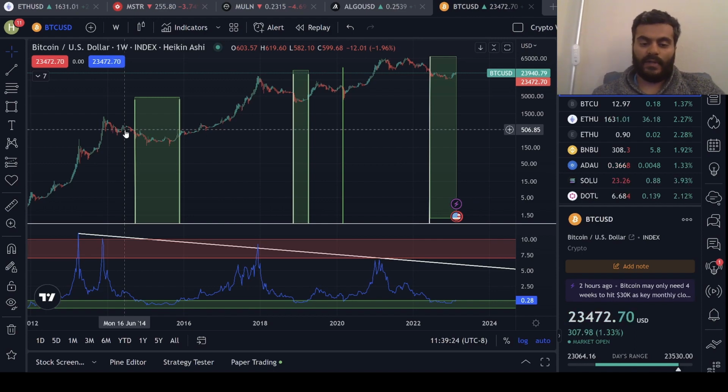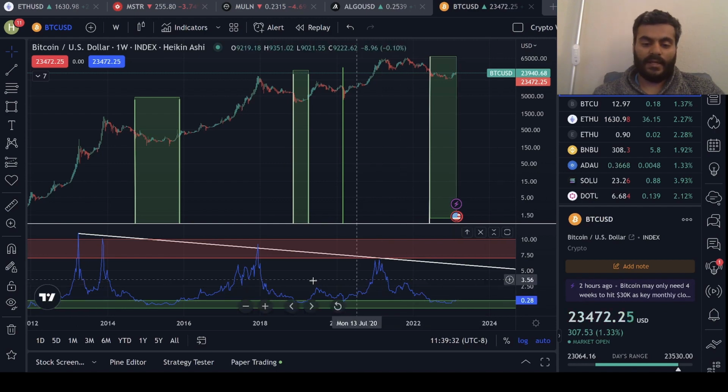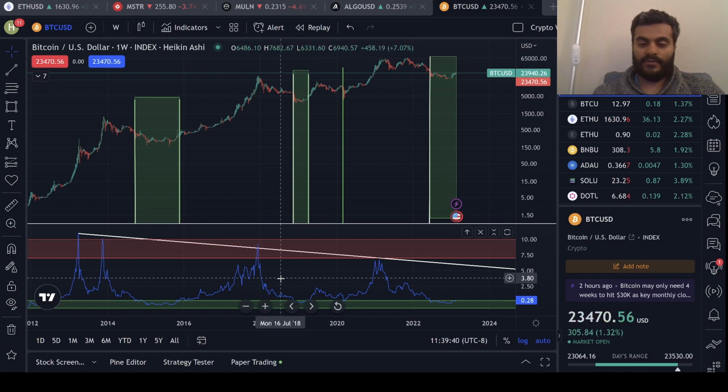So to your right, you can see the price of Bitcoin is almost at 23,500, and to your bottom you see another chart in blue. That is the MVRV Z-Score. The Z-Score is, as you know, the subtraction between the market price and the realized price, divided by the standard deviation in the market.